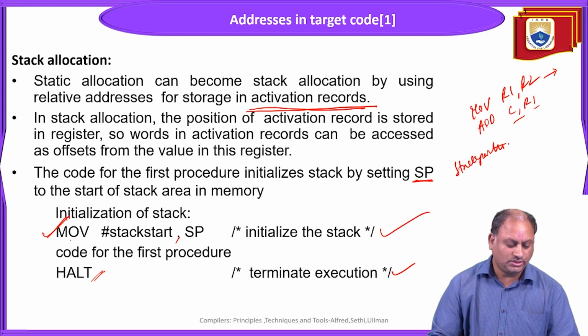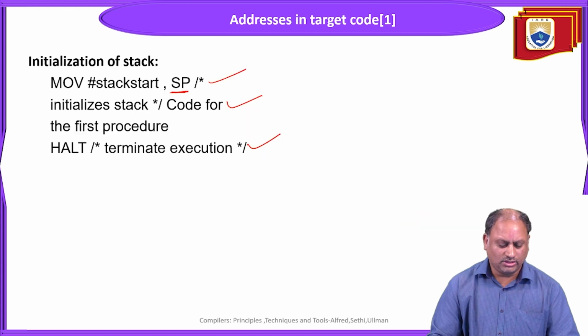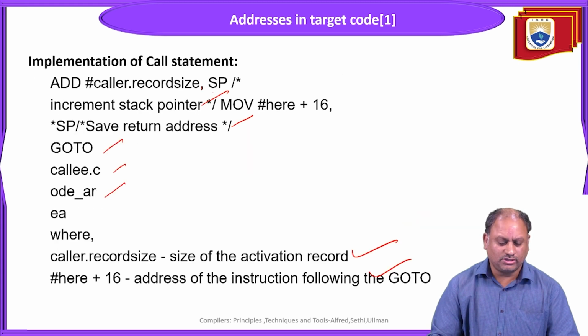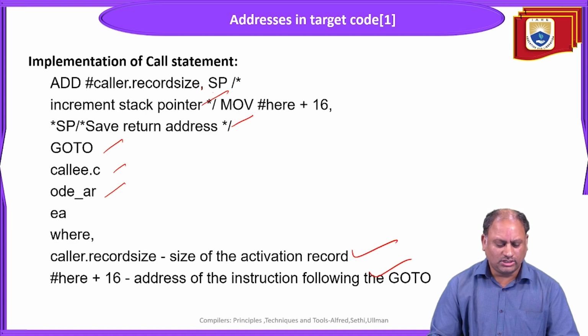So we have seen static allocation, heap allocation, the resolution of addresses, and what statements are used in the call statements, the instructions used in the call statement, and some of the goto instructions. In the call statement, we use goto callee, where the record size is to be implemented, that means the size of each activation record, and the control goes to the corresponding goto statement, and that is callee.